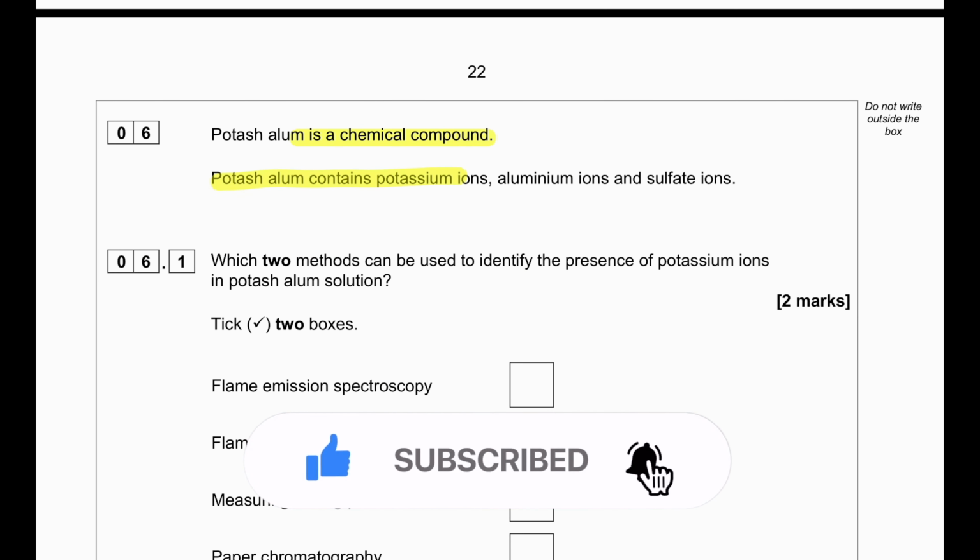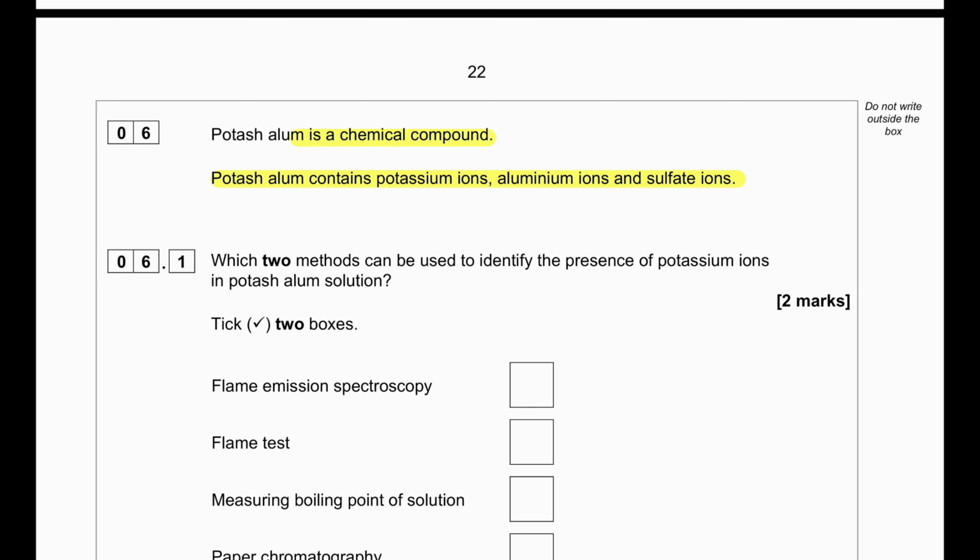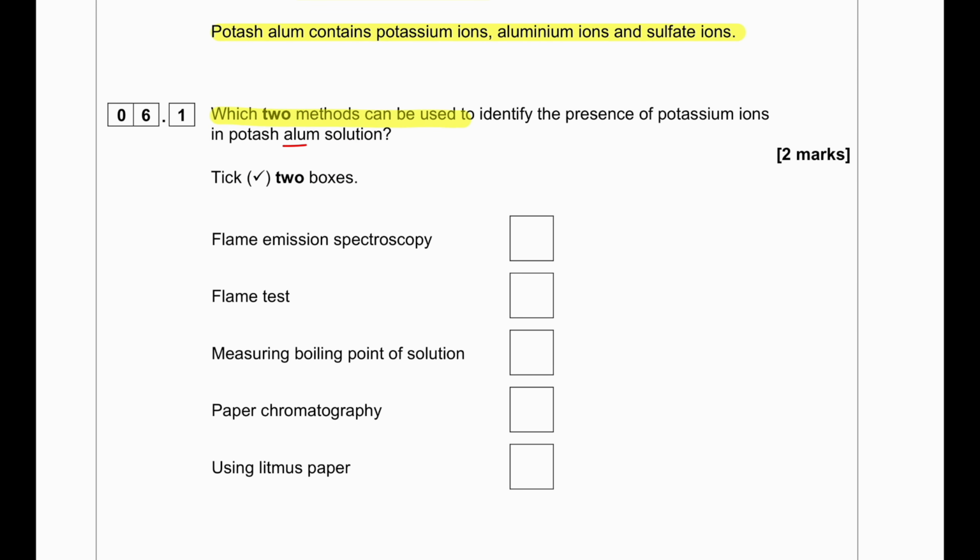Potash alum contains potassium ions, aluminium ions, and sulfate ions. Which two methods can be used to identify the presence of potassium ions in potash alum solution? Since two metals occur together, if we do a direct flame test, the colour it will produce will be a mixture of colours. So to detect the potassium, first we will do a flame test. Then we are going to do flame emission spectroscopy on that particular flame test.